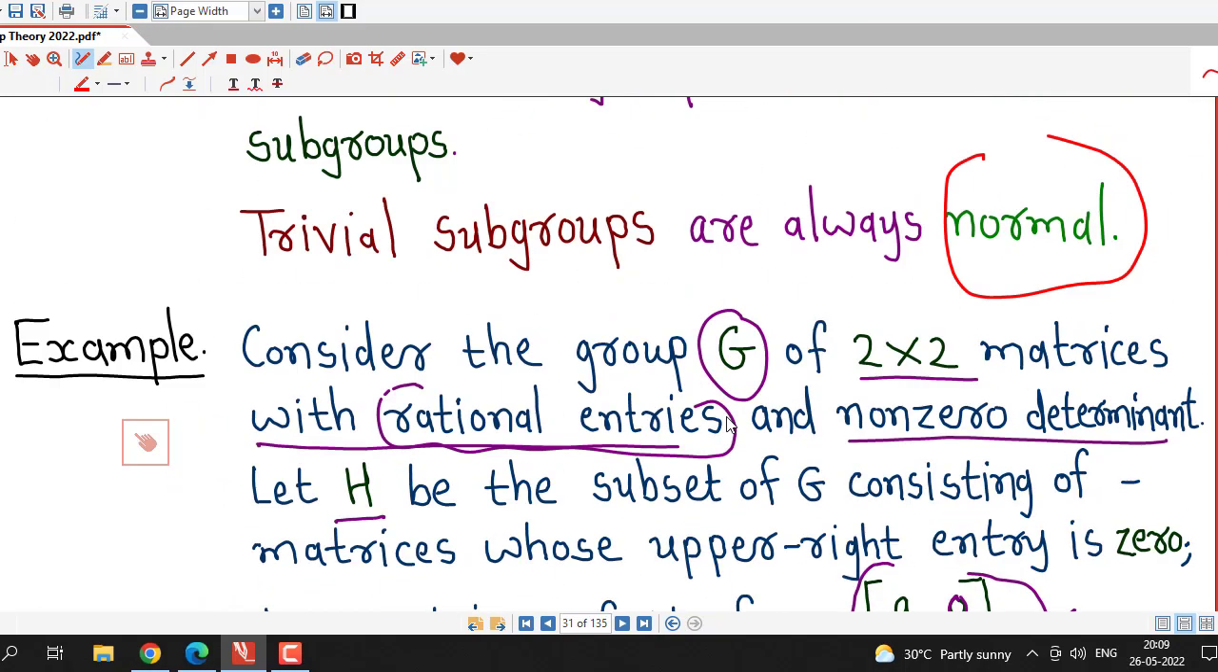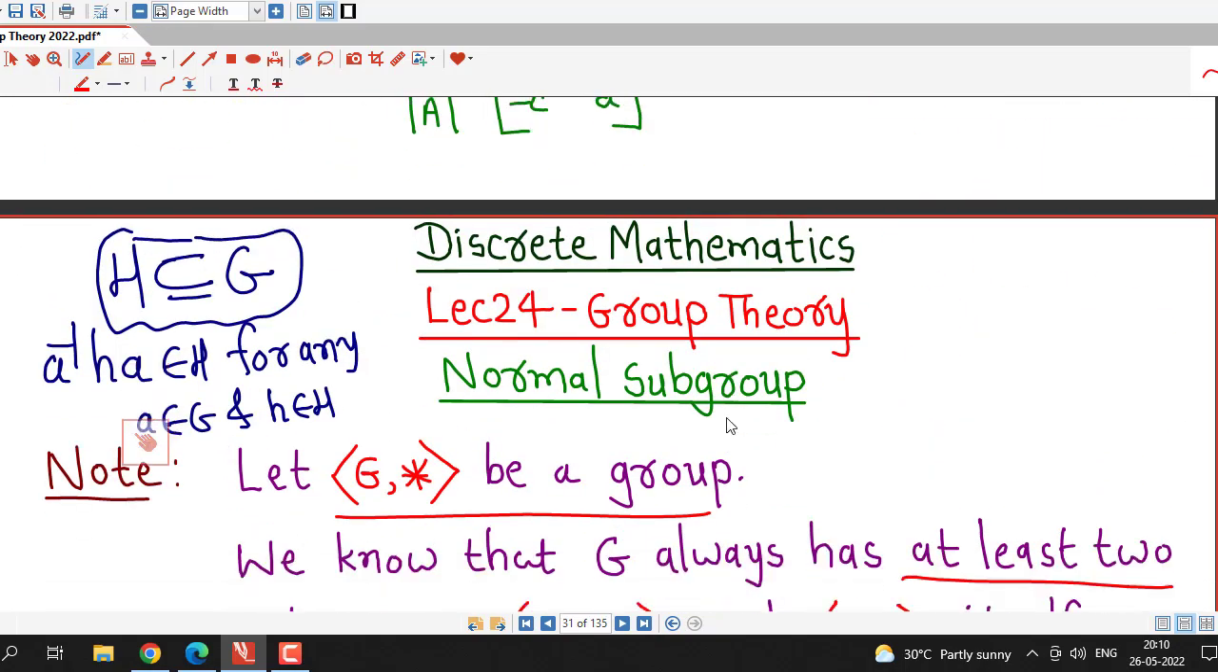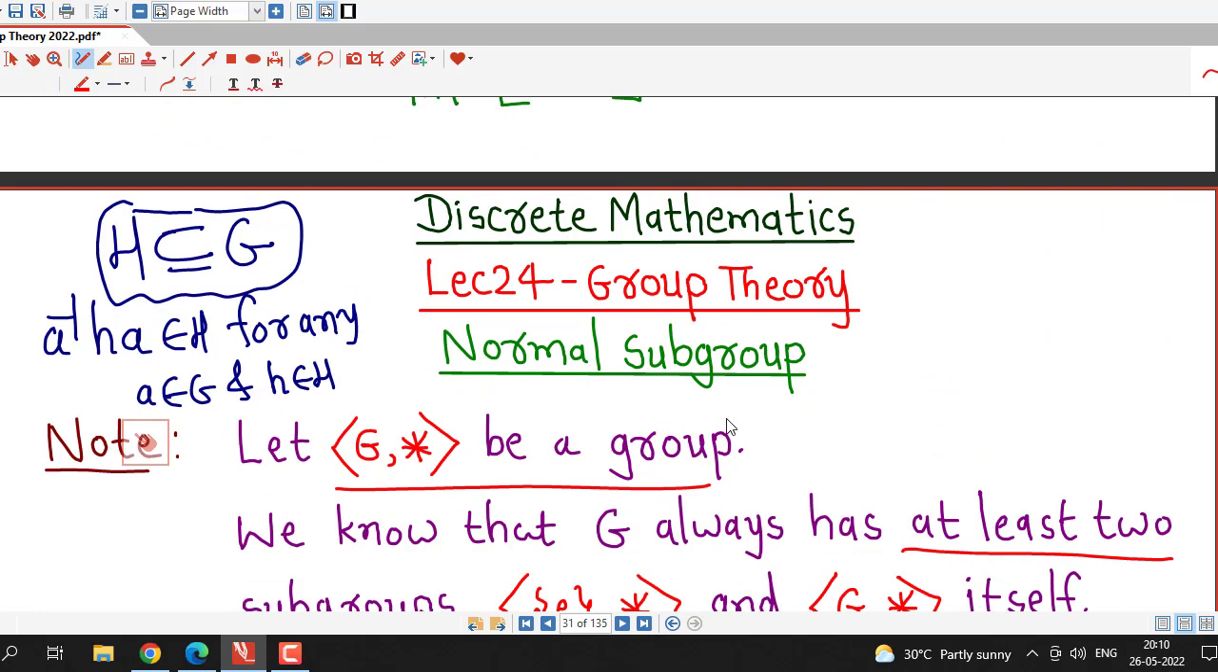So this is all about this session. I hope you can understand now how to prove that a given subgroup is a normal subgroup, or how to disprove that a given subgroup is a normal subgroup.